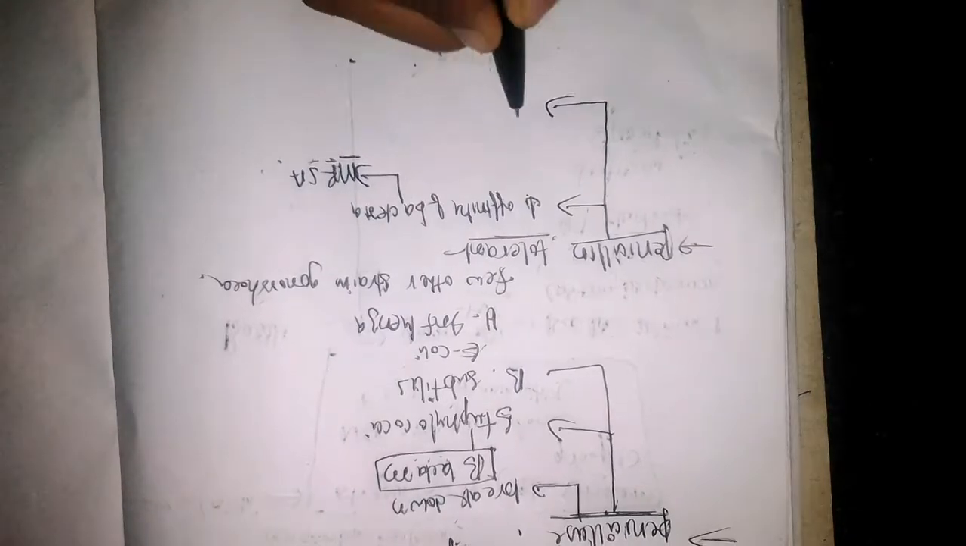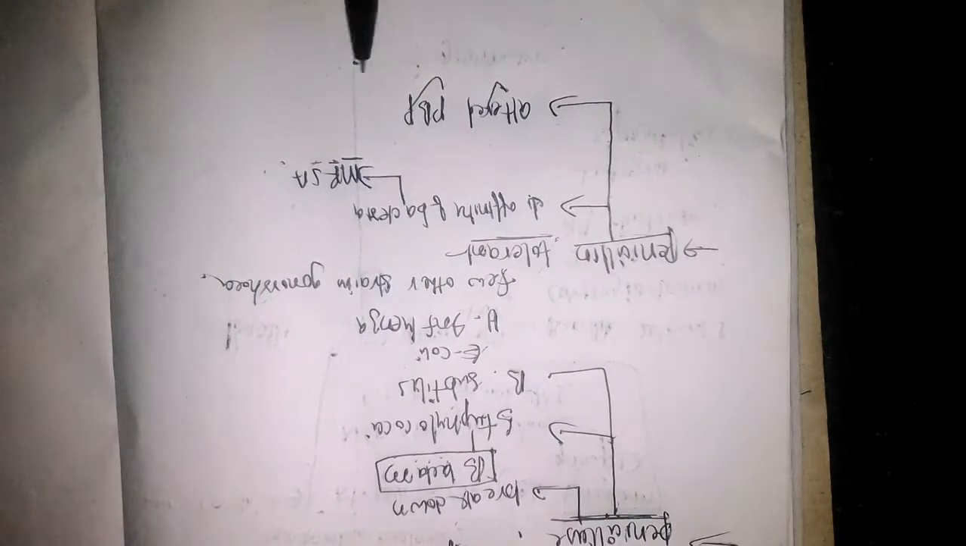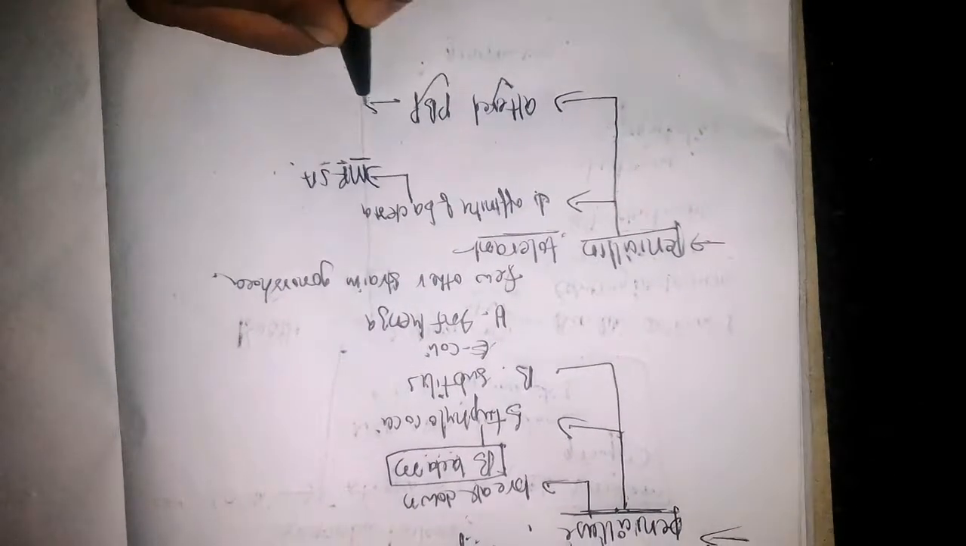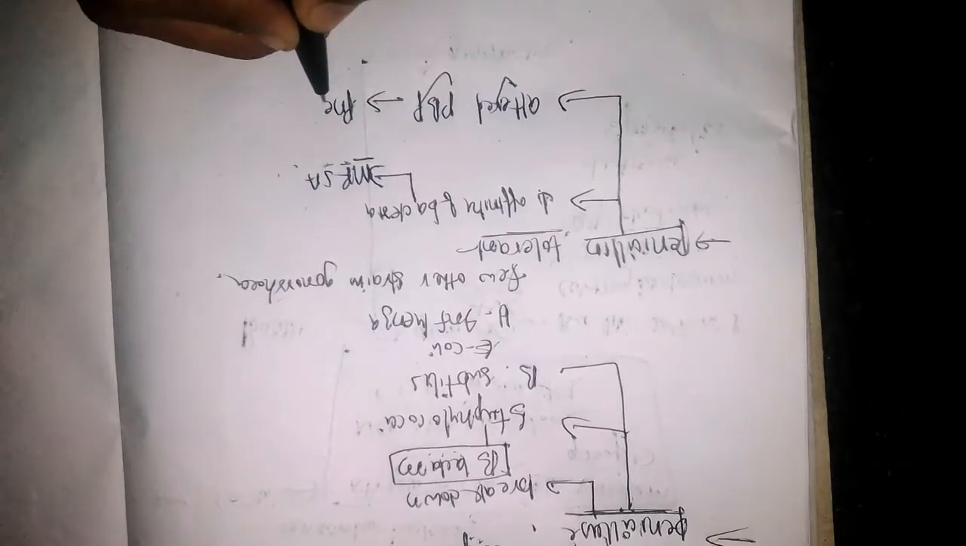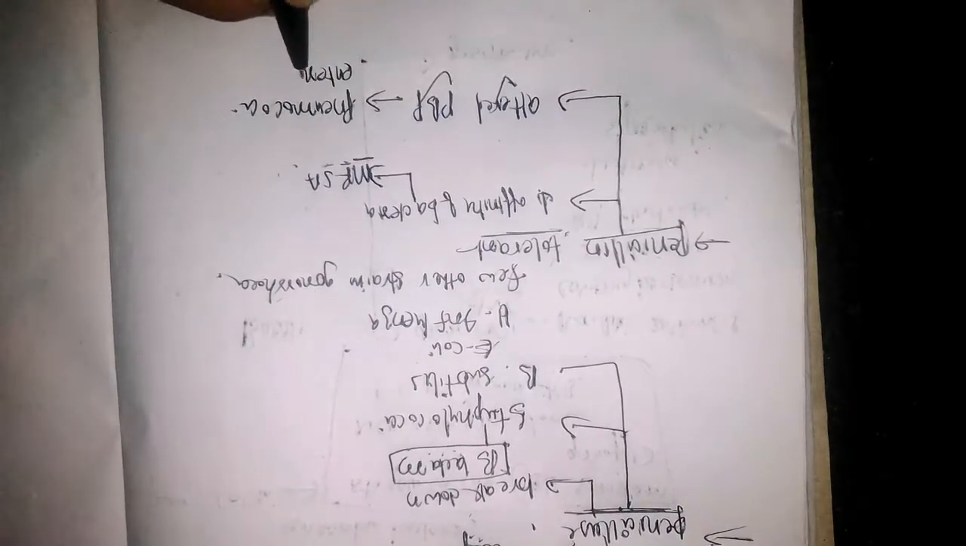One more mechanism is that some penicillin resistant pneumococci and enterococci have altered penicillin binding protein. Altered penicillin binding protein is another most important mechanism. This takes place in pneumococci and enterococci.